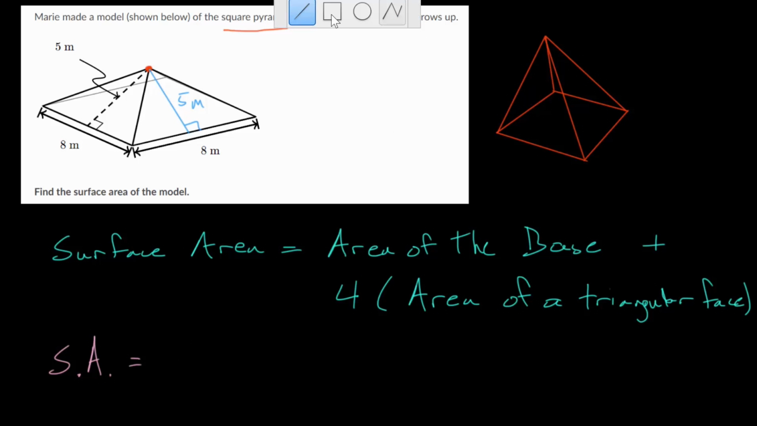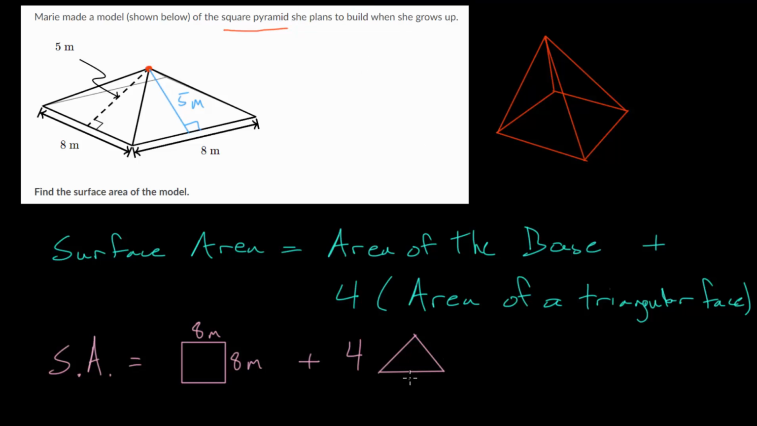So that's a square, so let me draw that out. We have a square where each side length is going to be 8 meters, and we just have one of those. And from there, we're going to add the area of the triangular faces multiplied by 4. So we have 4, and let me draw in a triangular face here where each of these faces has a base of 8 and a height of 5 meters.